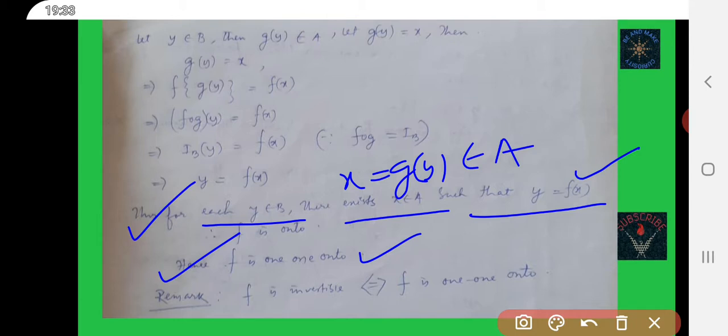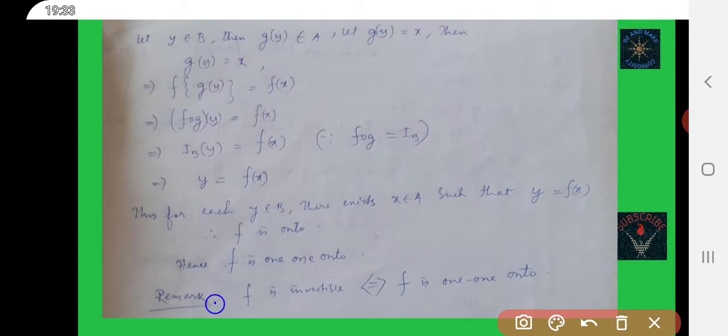Okay. So remember it: f is invertible if and only if f is 1-1 and onto.